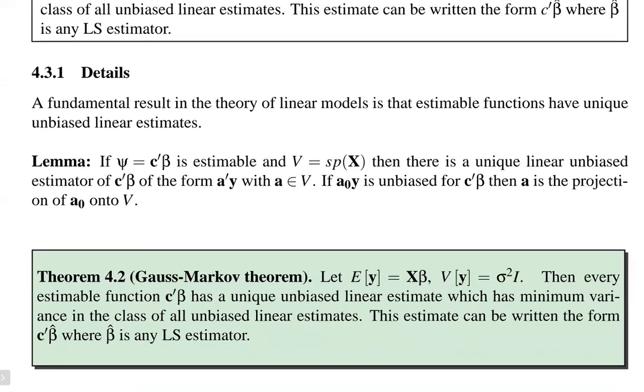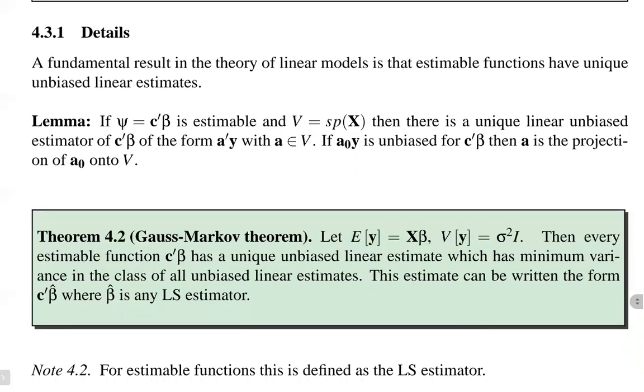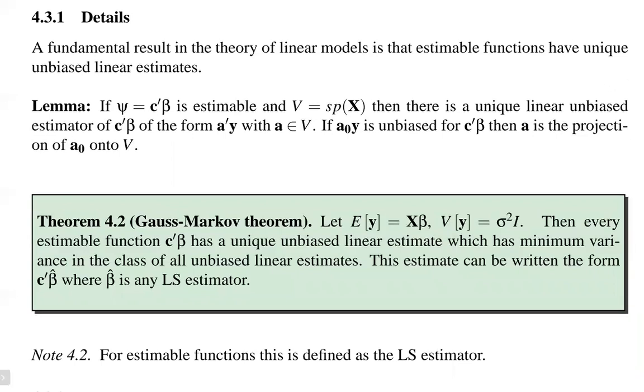The proof of this comes in two steps. The first is that if you have an estimable function, then there's a unique estimator with the solution, the coefficient vector in V. Now remember, V was the span of the X matrix. And if we have any other estimator which is unbiased, then this unique A is the projection of A0 onto V. And we remember that the projections are unique. And then the Gauss-Markov itself is the theorem we stated at the beginning. And we're going to take another short video where we prove these two things.